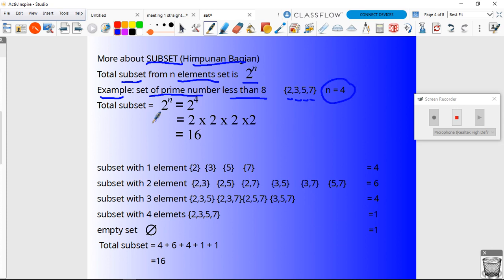So how many subsets are there? We can count it as 2 to the power of n. So we will substitute n with 4 because that set has 4 elements. So 2 times 2 times 2 times 2. So 16 subsets.